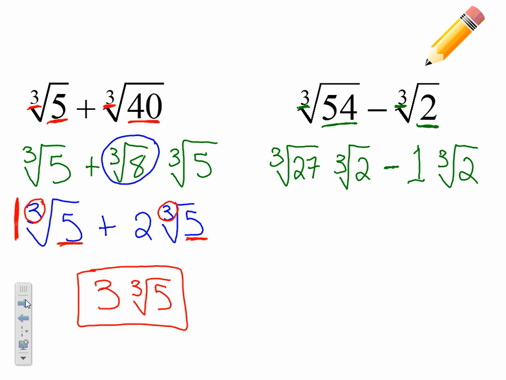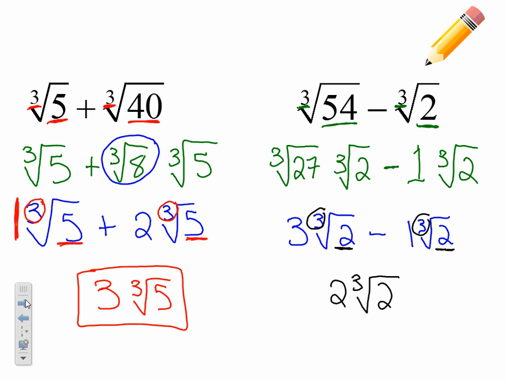Simplify this, the cube root of 27 is 3, so I'm going to have 3 times the cube root of 2 minus 1 cube root of 2. Since we have the same index and the same radicand, we can combine these. So 3 minus 1 is 2 cube roots of 2. And that, ladies and gentlemen, is our answer.